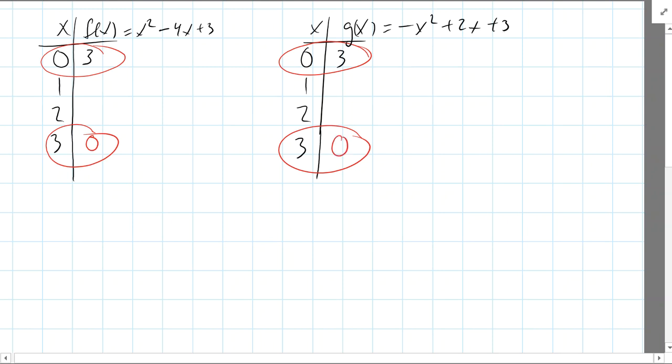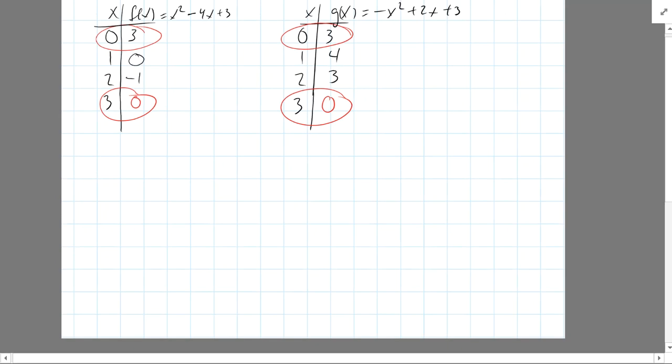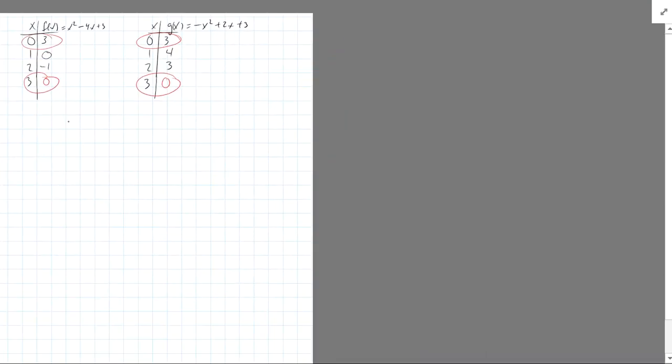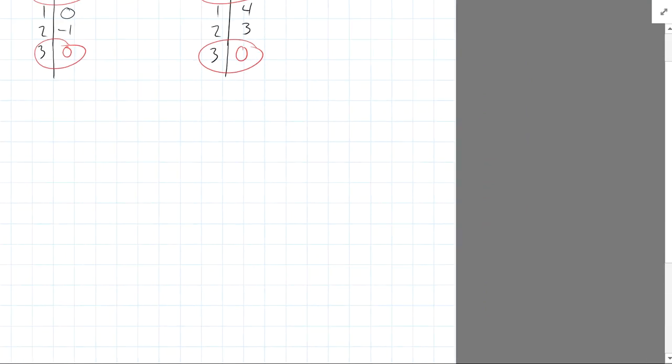Oh, isn't that nice? Now plug in 1. For this one, if I plug in 1, I get 1 minus 4 plus 3 is 0. For this one, if I plug in 1, I get negative 1 plus 2, that means I'm up to 1, plus 3 is 4. Plug in 2. 4 minus 8 is negative 4, right? Plus 3 would make that negative 1. For this one, I plug in 2. That's negative 4 plus 4, that's 0, plus 3 is 3. Can we graph these now really fast? Okay, here we go. Gonna graph it right here. Maybe not quite that small.